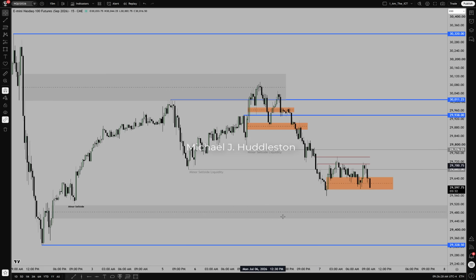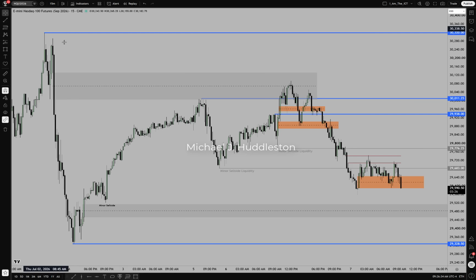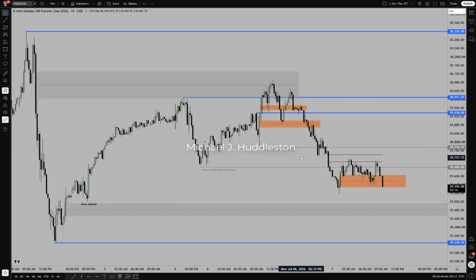So we only had two inefficiencies: major parent sell side liquidity, parent buy side. We had a minor buy side here and minor sell side. I left you yesterday with a follow up on the video I did yesterday morning. And I said that we had these relative equal lows.